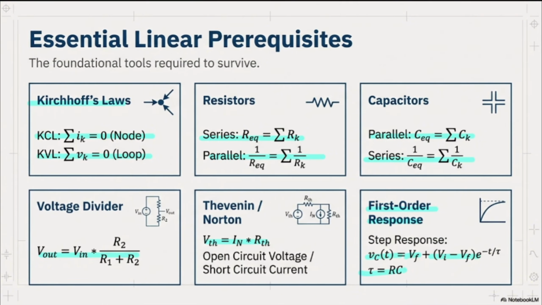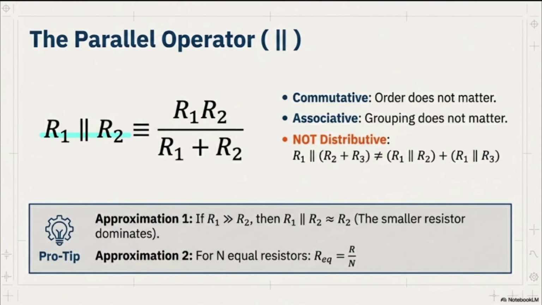Then obviously we had the parallel operator. It means that R1, I just put it as an example, R1 in parallel with R2 is R1 times R2 divided by R1 plus R2. At this point, the good thing was that the order doesn't matter, so we can use it all the time. And the grouping also doesn't matter, but we have to be careful that it's not distributive. It means that if I have R1 in parallel with R2 plus R3, I cannot blindly say that it is R1 parallel with R2 plus R1 parallel with R3. I cannot do that.